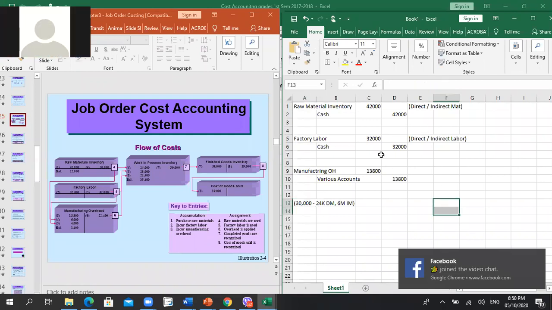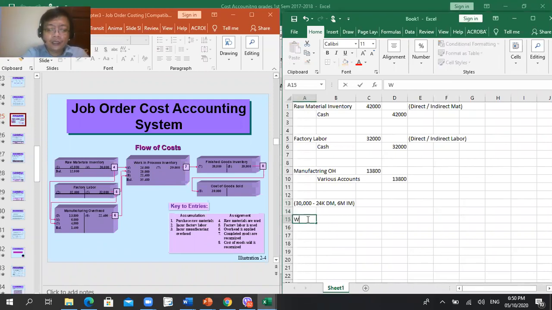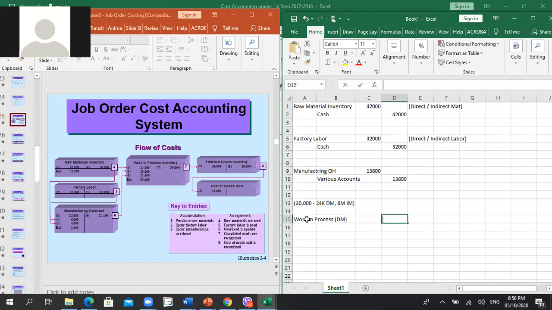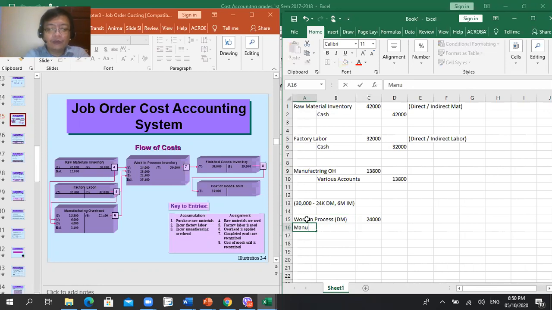Debit work in process po. Very good. You debit work in process, which is your direct materials. How much? 24,000 po. Very good. How about your indirect materials? Sa manufacturing overhead po. Very good. It is charged to manufacturing overhead, and the cost here is 6,000.